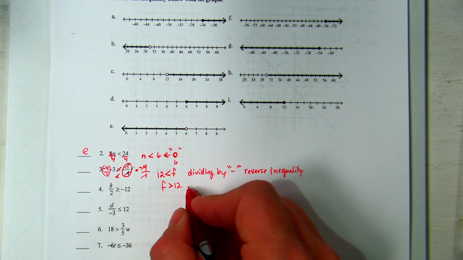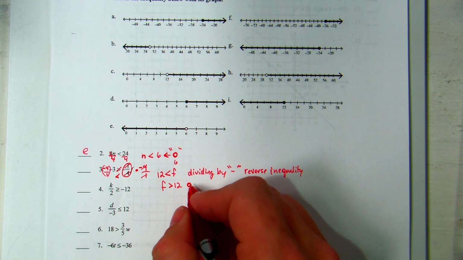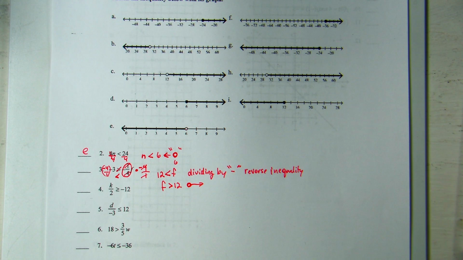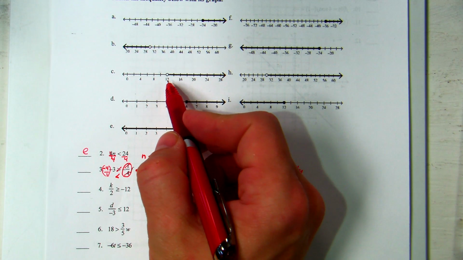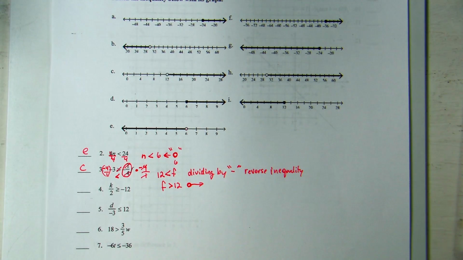Is this open or closed dot? It's open still. There's no equal sign, so it's open, and it's going to the right because it's greater than. So which graph shows us greater than 12 with an open dot? C. C has an open dot over 12, goes to the right. C should be the answer to number 3.